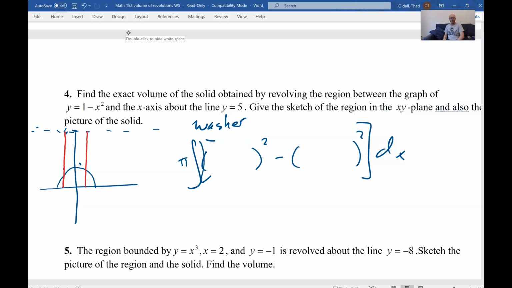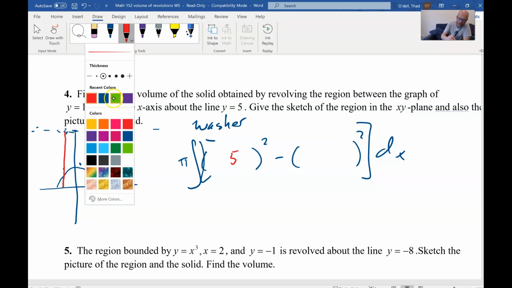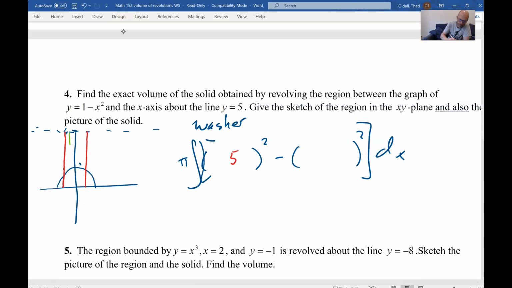And you can see that the big R is always the same. It's from the x-axis to the line of rotation, which is y equals 5. So the big R is just going to be 5 all the time. So I put a 5 on there. Little r is different. Little r, grab a different color here, green. I think that's what we usually use. So little r changes depending on where I'm at, doesn't it?